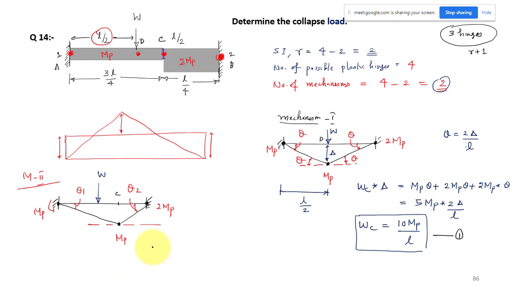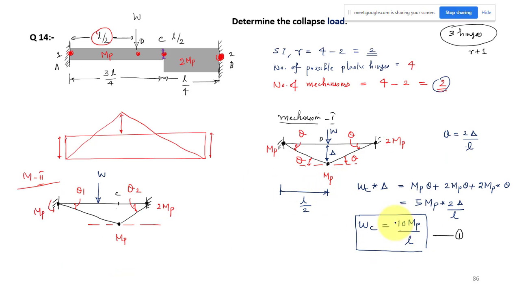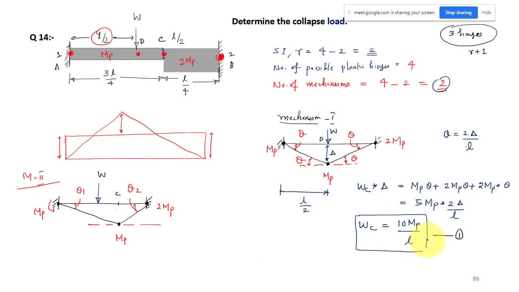This type of question is to come in the GATE examination for 2 marks. We have to do these two mechanisms, then take the least value. Every time both values will be there in the options, one option maybe 10 Mp by L, another option maybe 22 Mp by L. Sometimes by chance somebody has done only the first mechanism and marks this as the answer, and they will also get the mark because the second mechanism is giving the higher value. But it will not always be like that. That is your luck. Sometimes even though you have missed this mechanism, you still get the correct answer because the first mechanism is giving the least value. But that will not always be the case. So to be on the safer side, we have to solve these two and then get your answer.